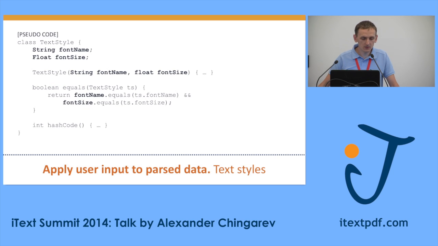And finally, this is how text style looks. This is also our own structure. It contains only font name and font size, and also it contains methods equals and hashCode in order to be a key in a HashMap collection.